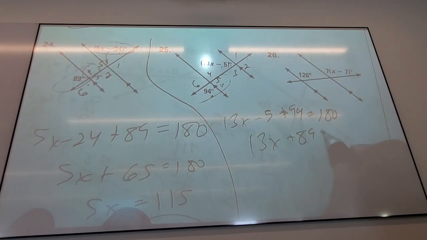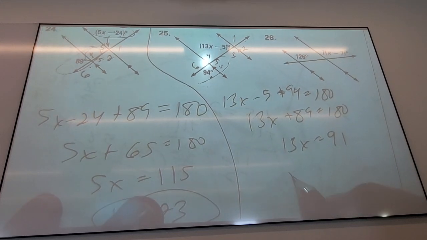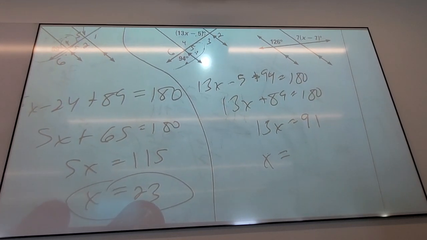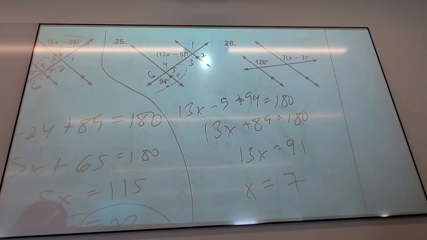13x plus 89 equals 180. 13x equals 91. X is 7. Woo! And then this one's nice.